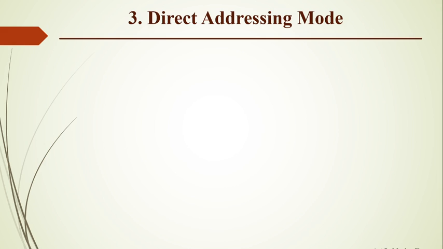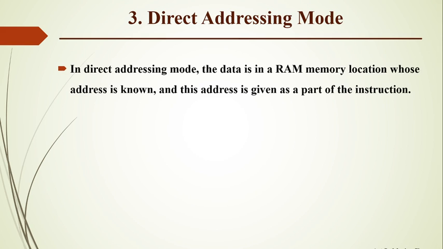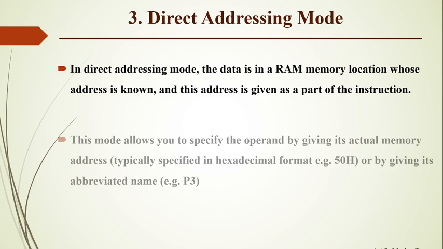Third addressing mode is direct addressing mode. In direct addressing mode, the data is in a RAM memory location whose address is known, and this address is given as a part of the instruction.